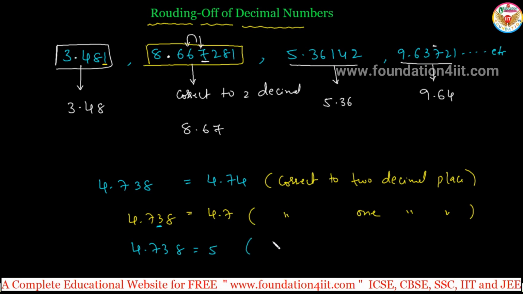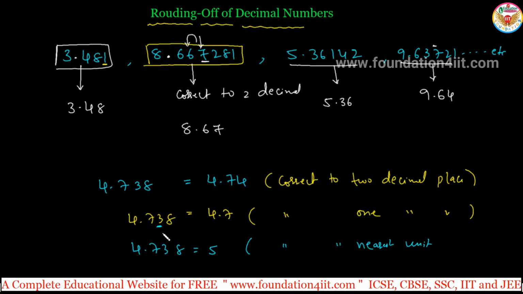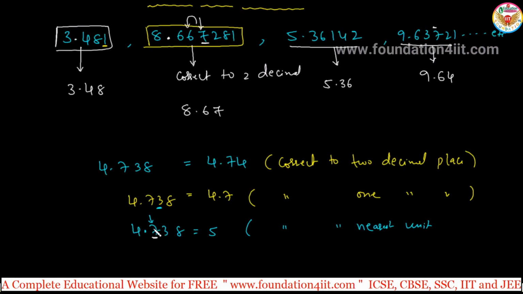This is correct to the nearest unit, not decimal places. Nearest unit means just see the first digit after the point. If that first place is 5 and above, increase the previous number. It's a 5. Correct to the nearest tens and nearest hundreds, we did already in previous chapters.